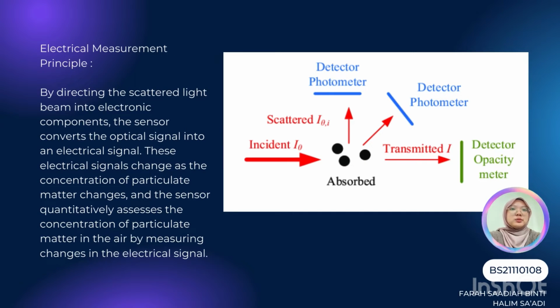On the basis of optical measurement, electrical measurement is used to further improve the accuracy of the sensor. By directing the scattered light beam into an electronic component, the sensor converts the optical signal into an electrical signal. This electrical signal changes as the concentration of particulate matter changes, and the sensor quantitatively assesses the concentration of particulate matter in the air by measuring changes in the electrical signal.